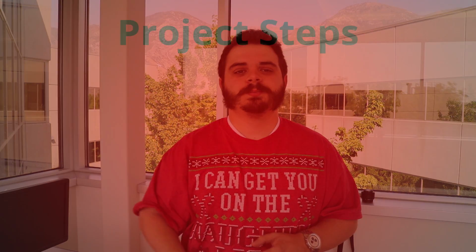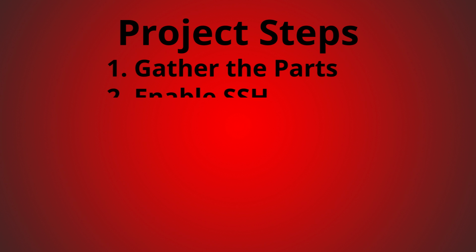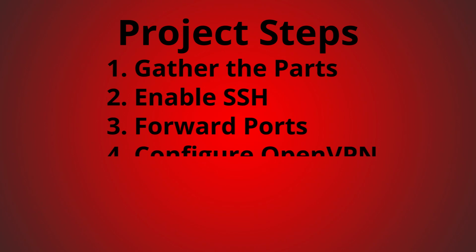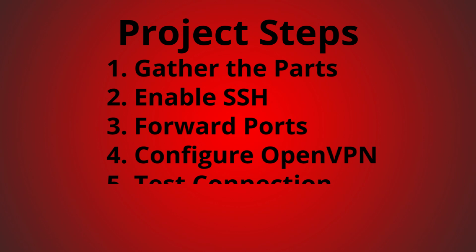Now, today, for the first project, we're going to be turning this Raspberry Pi Zero into a VPN server. The steps to this project are: gather the parts, enable SSH on our Pi, forward the ports from our router, configuring OpenVPN, and finally doing a test connection to make sure it works.